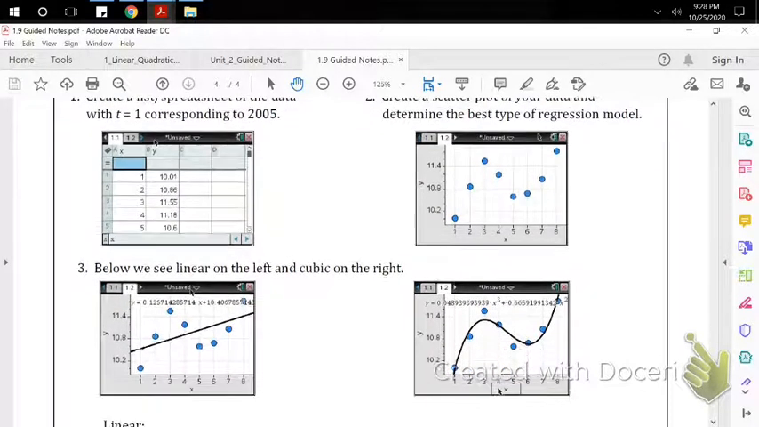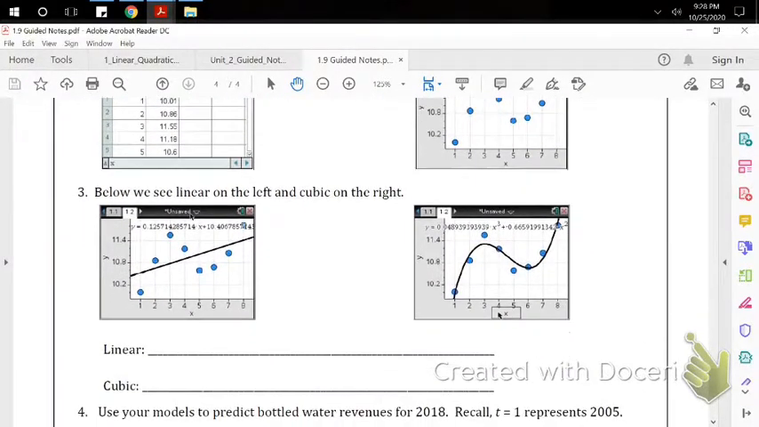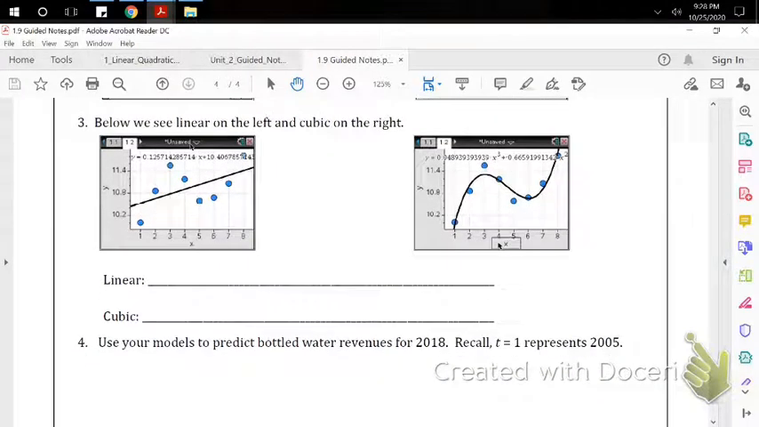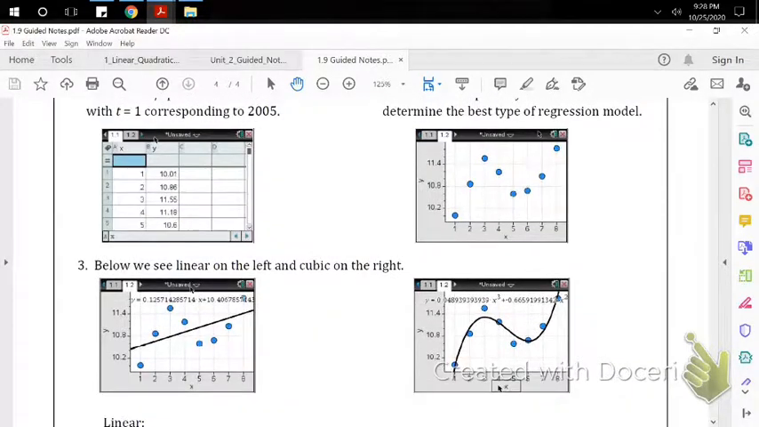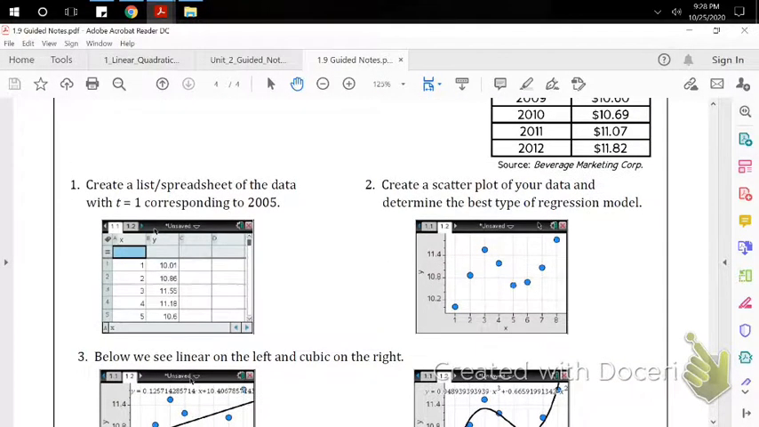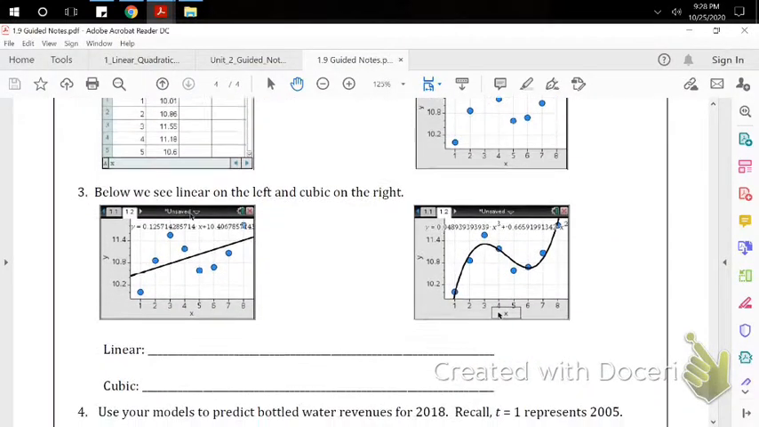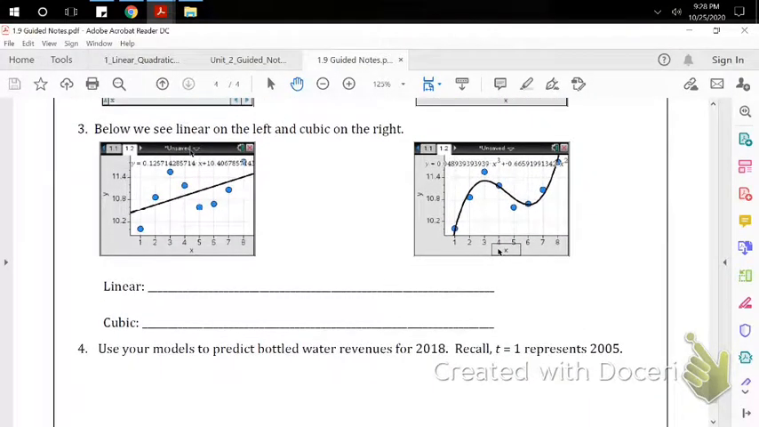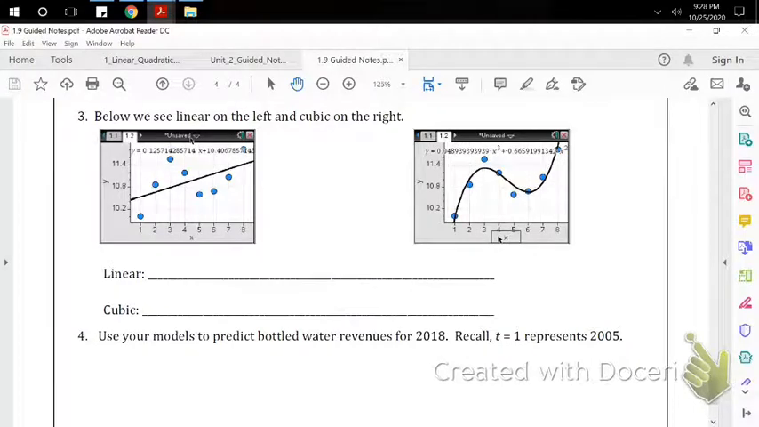So it says below we see linear on the left and cubic on the right. So what they did is they found the equations for them and graphed it to see what it would look like. So how can we find those equations and how can we make it graph on ours so that we can see it? Alright, well let me just move on up here. Okay, so what we can do is go back into our stat. But this time we're going to right arrow over to Calc.